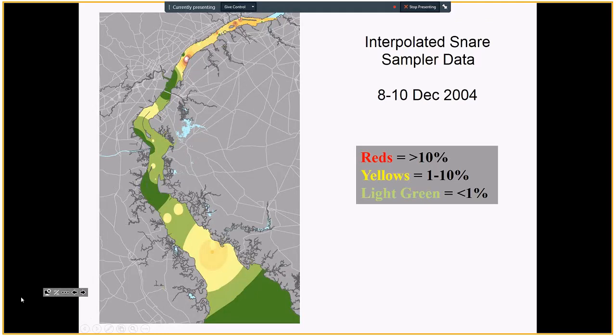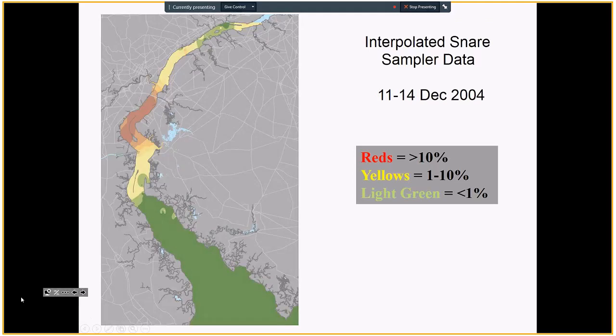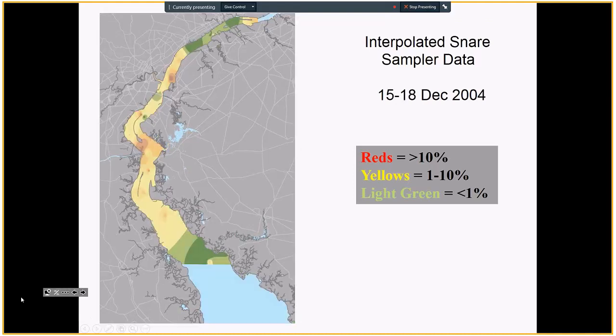So here's the 8th to 10th of December. You can see the percent cover of oil on the snare. It was higher up than the northern part, the upper part of the river. In the next period of time, you can see that slug moving down, right? There's a little right there. Then by mid to late December, this was really important because it gave the power plant confidence that there wasn't another big slug of oil further upriver that was going to come back down for another event. This is really what gave them the confidence to start considering restarting the power plant.